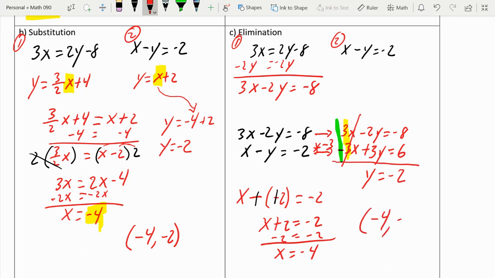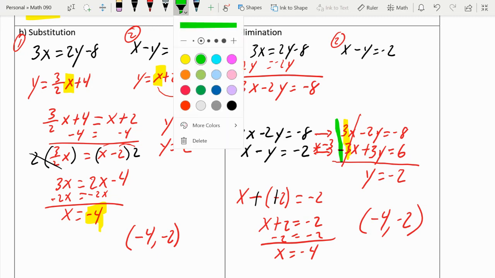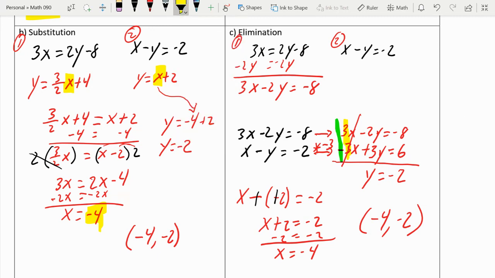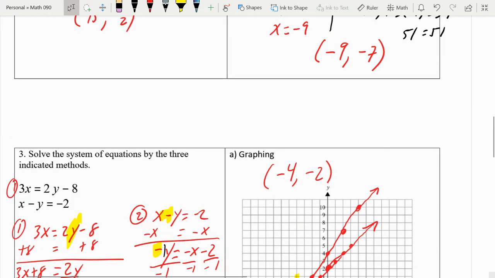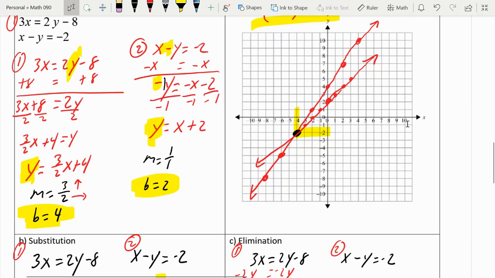Well, what have we had every single time? All right. Every single time. Negative 4, negative 2. My solution, negative 4, negative 2. Even when we graphed, negative 4, negative 2. All right? Hopefully that helps.